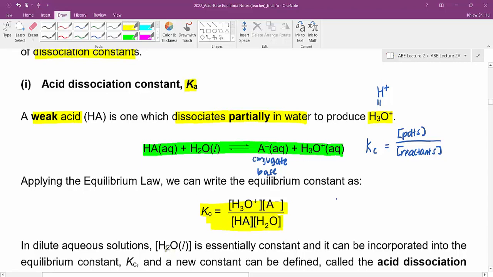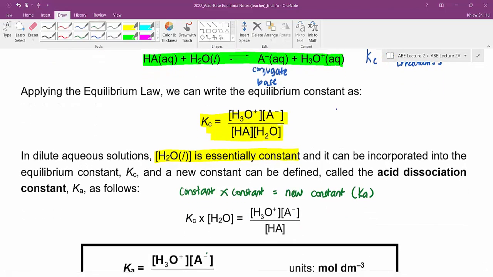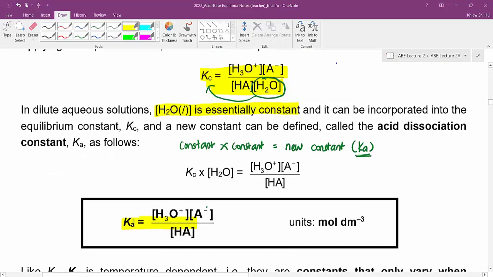However, in dilute aqueous solutions, the concentration of water is essentially constant. Hence, we can incorporate it into the equilibrium constant Kc and derive a new constant called an acid dissociation constant. So mathematically, H2O is constant. We can multiply it to the left-hand side of the expression with Kc. A constant multiplied by a constant gives you a new constant called Ka, and this is now your Ka expression.